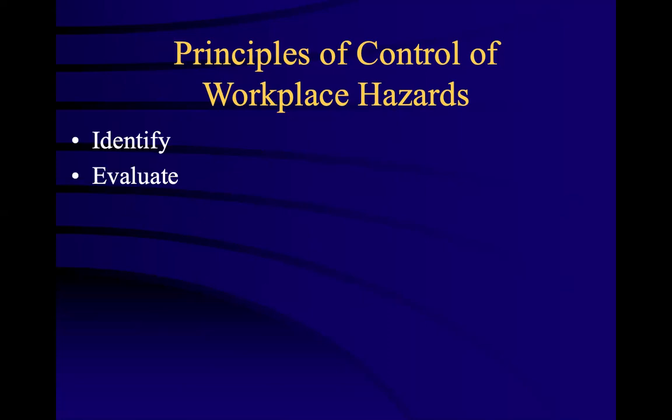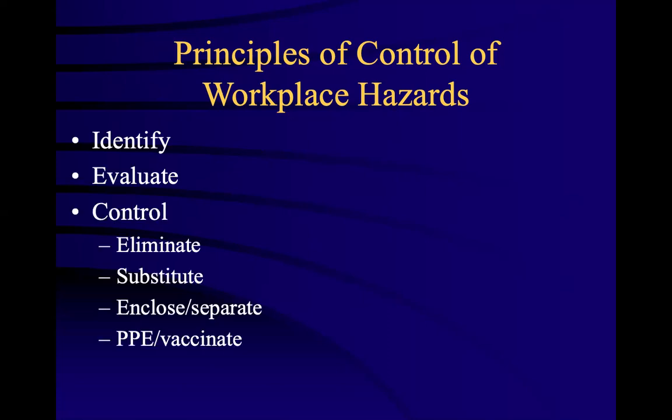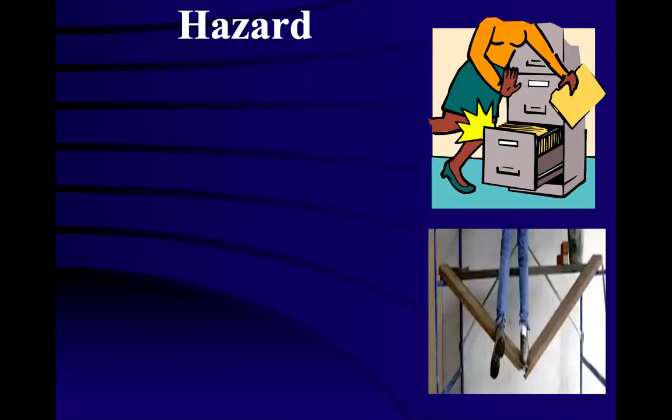So the principle is that workplace hazards must be controlled, and they might be controlled using what I call the IT or the ICE. So you have to identify the problem, then you evaluate. As we evaluate, you look at the strengths and the weaknesses, and then you implement controls. Your controls can come by way of eliminating the hazard, substituting the hazard, closing the hazard, or using PPE, or even vaccinating yourself to make sure you can overcome the hazard.